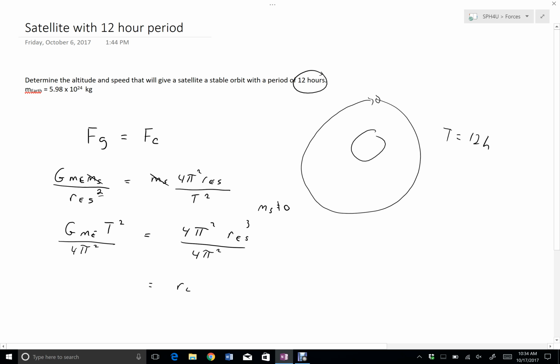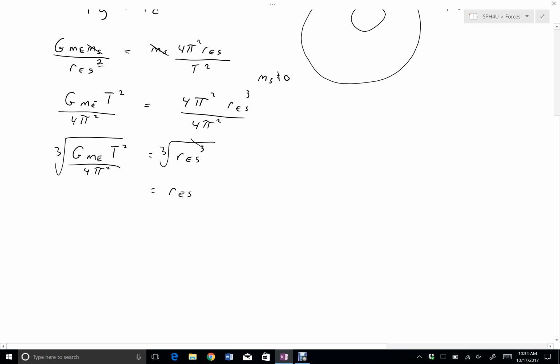So I'm going to get the radius of the Earth to the satellite cubed is equal to G M_E period squared divided by 4 pi squared. Now I can cube root both of these things, and that will cancel that out, and I'm just left with the radius of the Earth to the satellite. Now, this is going to be sort of a big calculation here, but it's just plugging numbers into the calculator, so it's nothing too hard. We just got to do it.